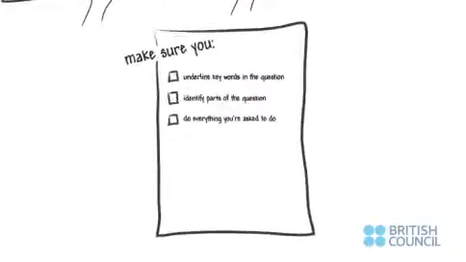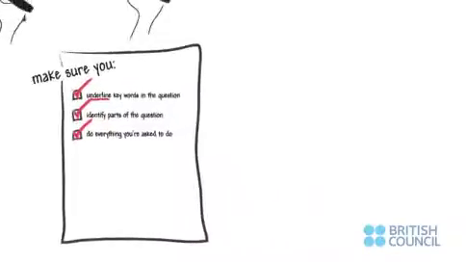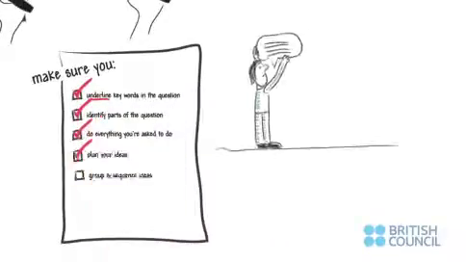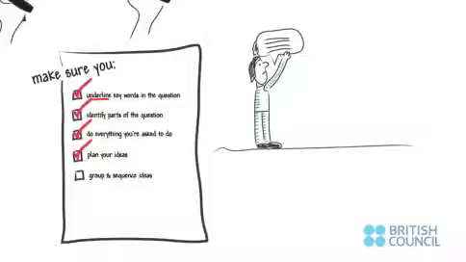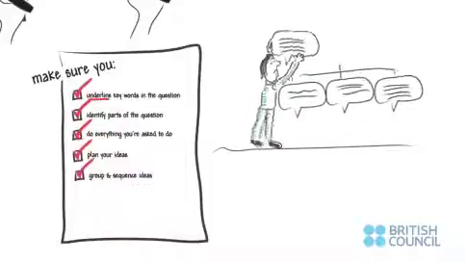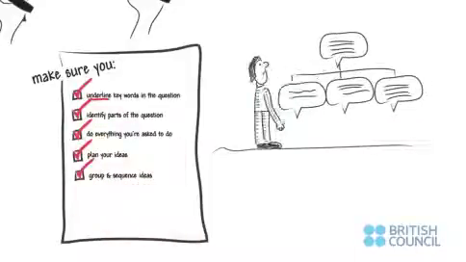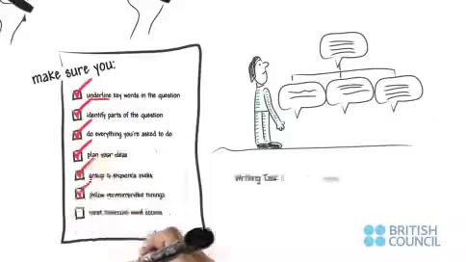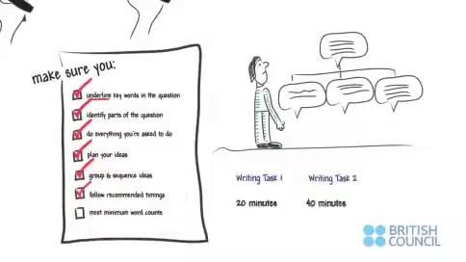Make sure you underline key words in the exam question, identify how many parts there are to the question, and make sure you do everything you are asked to do. Before you write, plan your ideas, though keep them relevant, then group and sequence them. Spending 2 to 3 minutes doing this can save you time when you are writing. Follow the recommended timings for each task and meet minimum word counts.